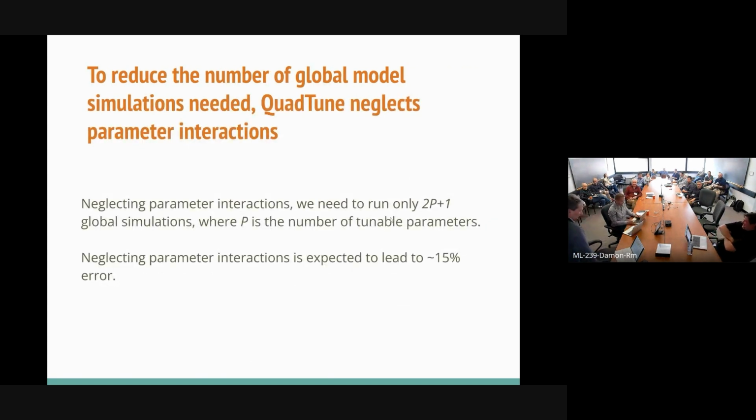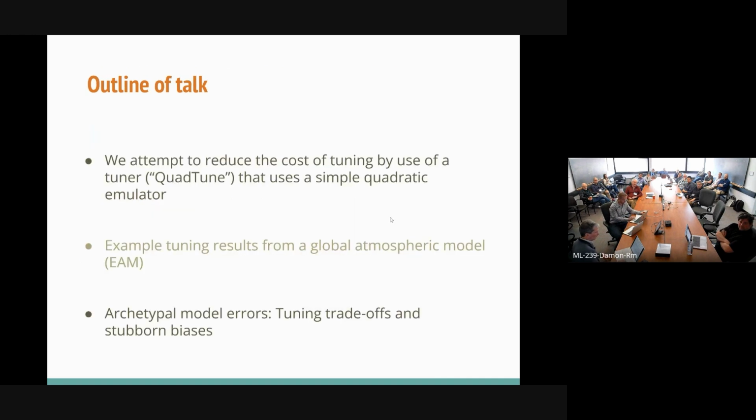Okay, so the whole goal is we neglect the parameter interactions, which then, of course, makes the emulator less accurate. So we're not going to find the true global minimum. But it makes it cheaper. We don't have to run so many global simulations.